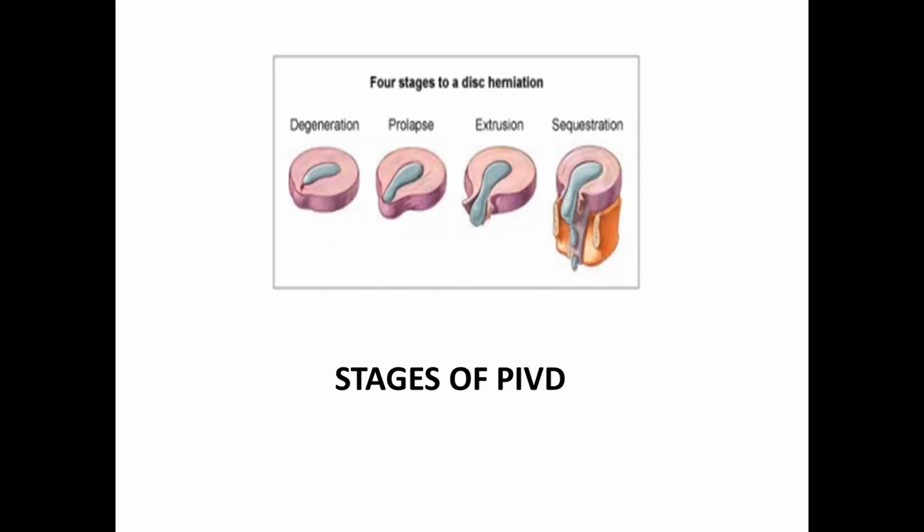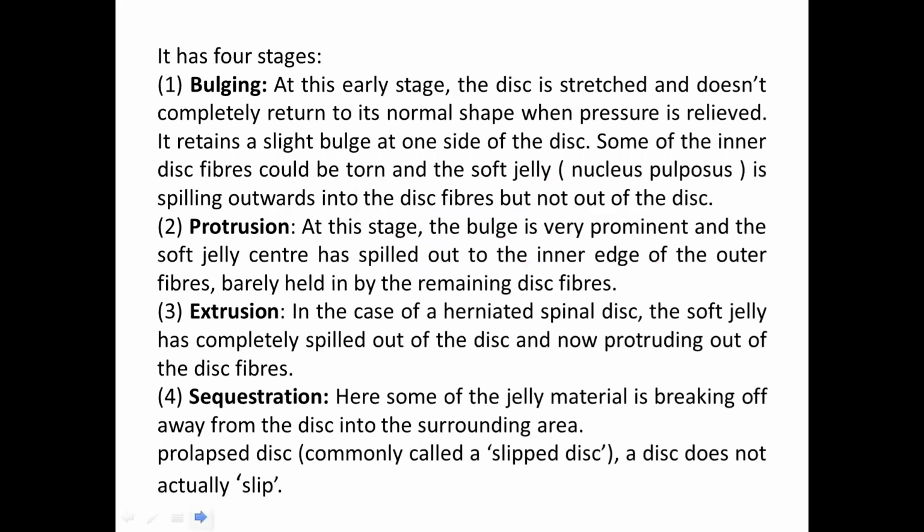Clear? So these 4 stages you try to remember: one is the degeneration, next is the prolapse, third is the extrusion, and then sequestration. Okay, got it? Yes, ma'am. Now, the more explanation of the 4 stages. Now you can see here bulging. This is the very early stage. The disc is stretched and does not completely return to its normal shape when pressure is relieved.